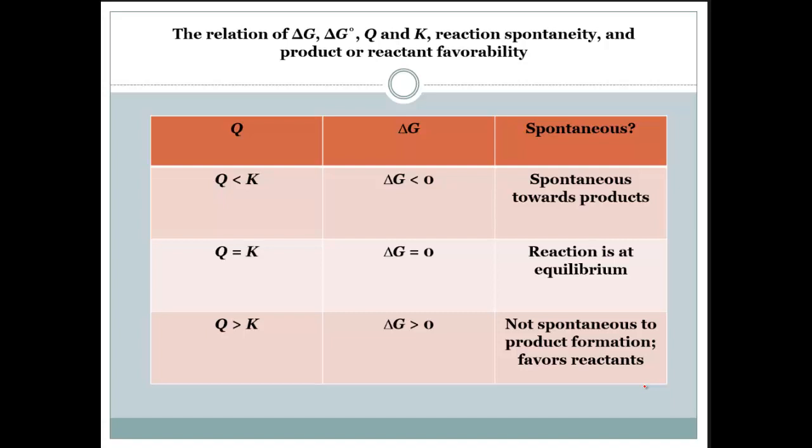Alright, so what about if we're dealing with Q when it's not at equilibrium? If Q is less than K, then delta G must be negative, and therefore it's going to spontaneously go towards the products. If Q is equal to K, then delta G must equal 0. The reaction is at equilibrium. If Q is greater than K, that means that delta G must be positive, and therefore it's going to go towards the reactants. It's not spontaneous. We're going to go in the reverse reaction.